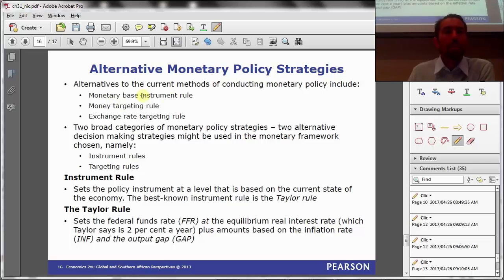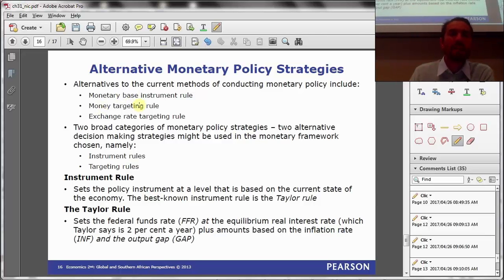You can have a money base instrument rule. In other words, instead of targeting the interest rate, which is what we do, you actually target the money base. In other words, that vertical money supply curve, if you make that your target, that's different to targeting the interest rate itself. Okay? Even though we talk about them interchangeably, they are separate, they are different strategies. Okay? So you can have a money base rule.